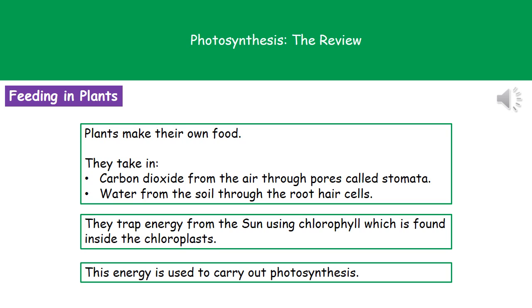What they do is take in two substances: the carbon dioxide, which they take in from the air, and that enters our plant through pores called stomata, and then the water, which comes from the soil through the root hair cells.